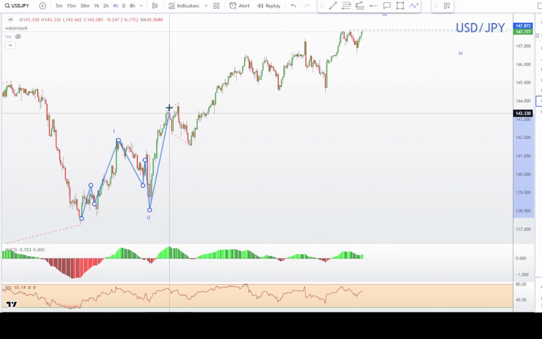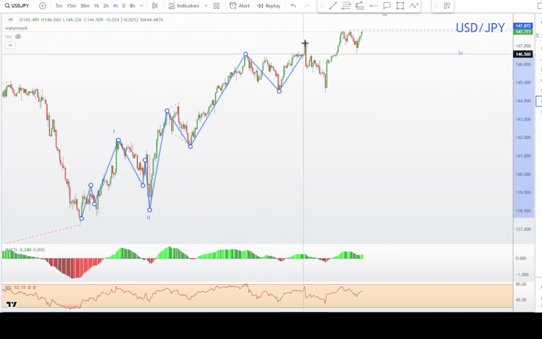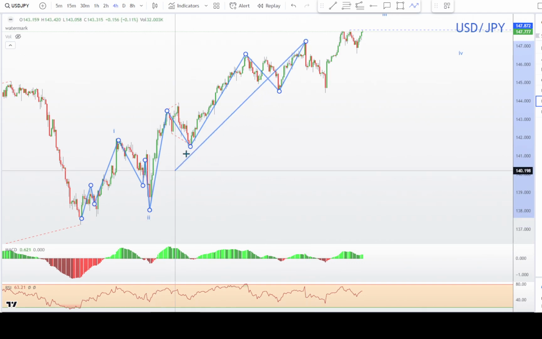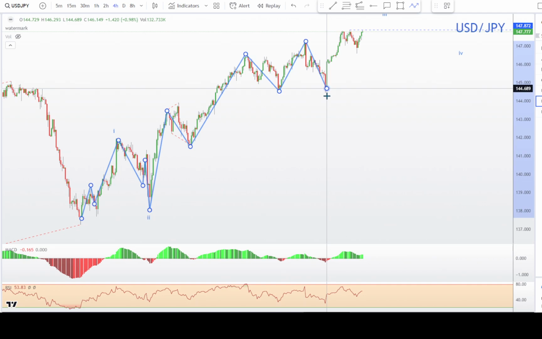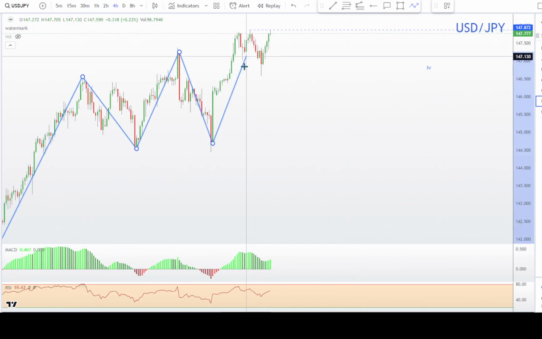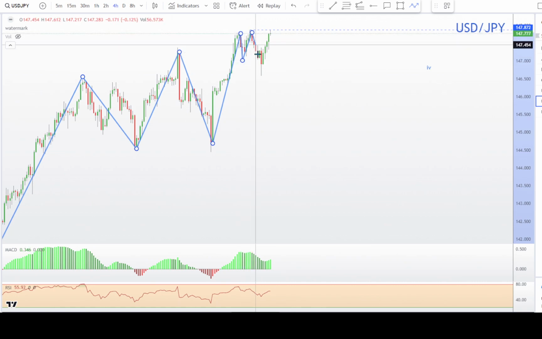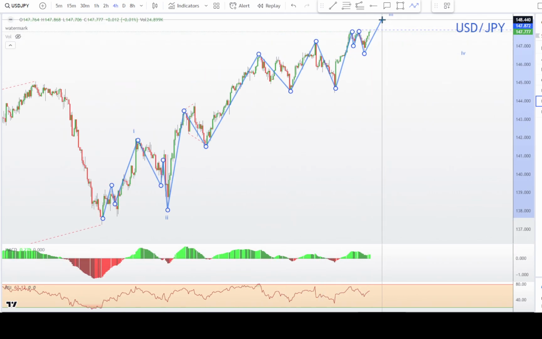But this looks now to me like you got an expanding flat. So that's 1, 2, 3, 4, 5. So that's just the first part of 3. Correction. And this looks like they're creating an ending diagonal now, because here's a little 1, 2, 3, and then they came down in 3, and so I think this third wave.